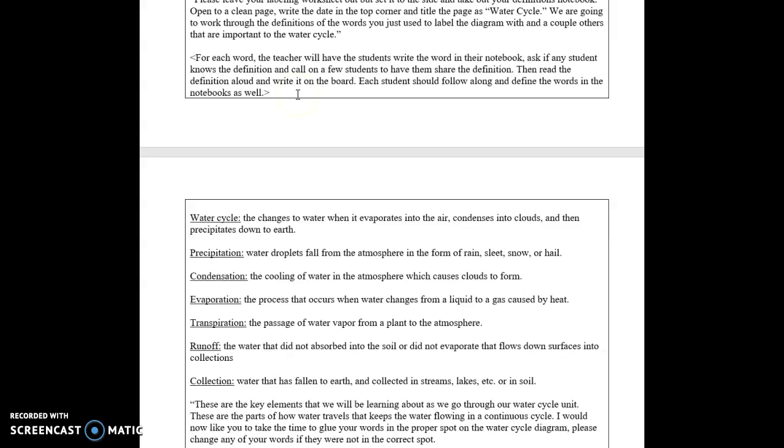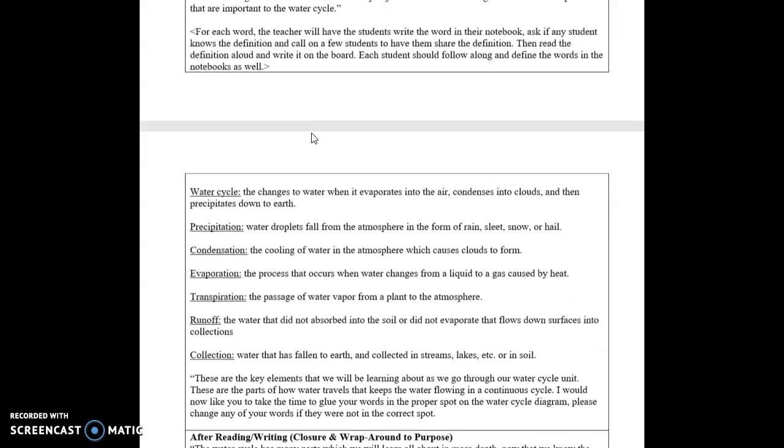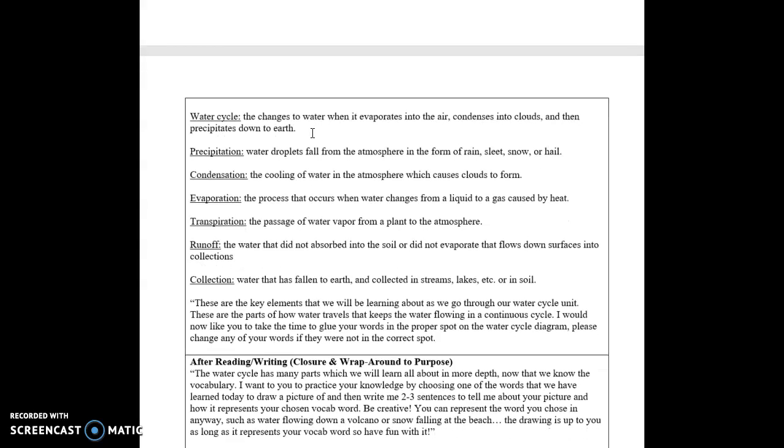I would have the teacher read it aloud and write it on the board as well, because I know some students prefer to see it, especially with spelling. It's just sometimes easier for them to hear it and see it. And I also noted that the students should be following along in their notebooks and writing with the teacher and making a little dictionary for themselves.